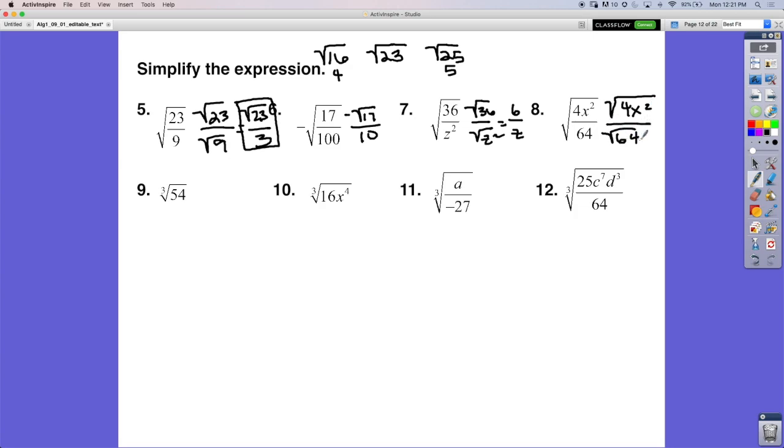This one, radical 4x squared over radical 64. And honestly, you don't even need to rewrite it. Some of you guys can already see it. So what does this one simplify to? 2x over 8. All right. Let me warn you. Are there whole numbers here that can simplify? Yes. So simplify it. If you leave it as this, it'll be wrong. So this is going to simplify to x over 4.